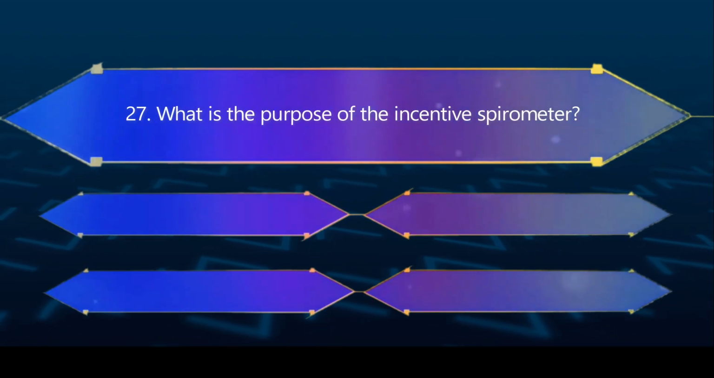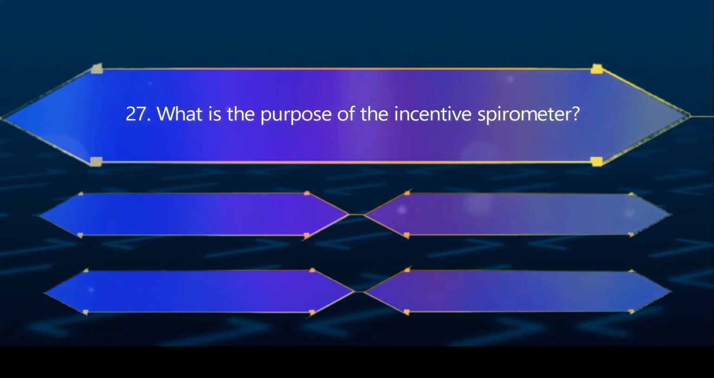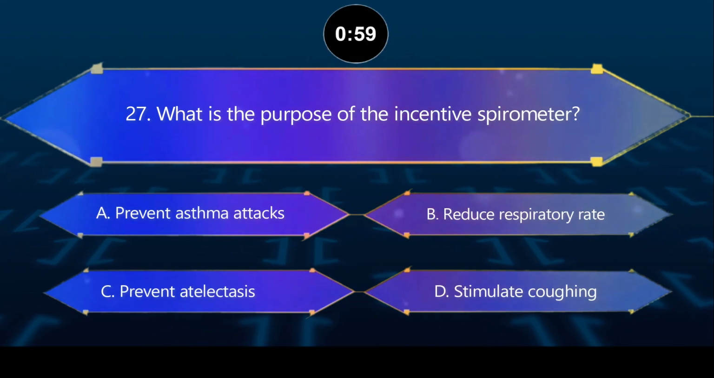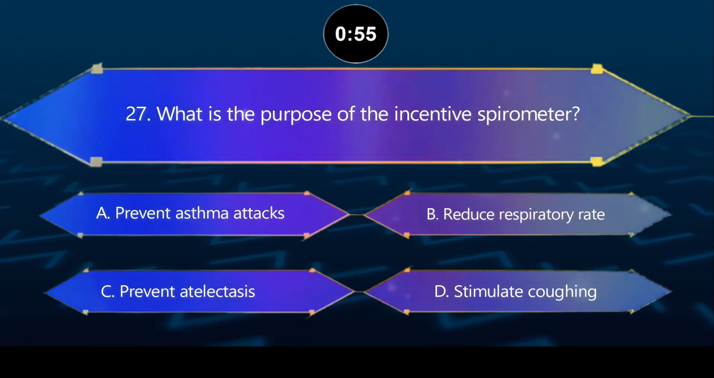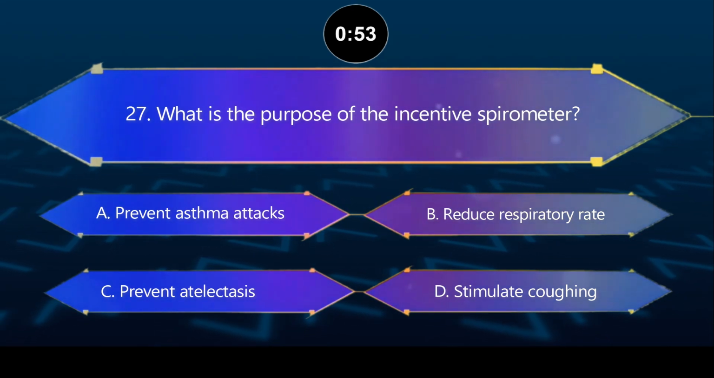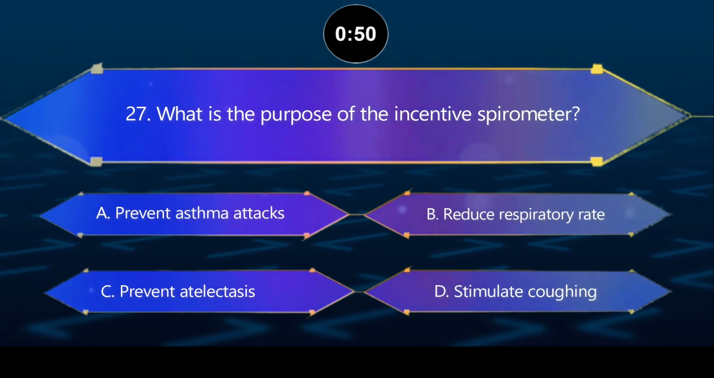27. What is the purpose of the incentive spirometer? A. Prevent asthma attacks. B. Reduce respiratory rate. C. Prevent atelectasis. D. Stimulate coughing.